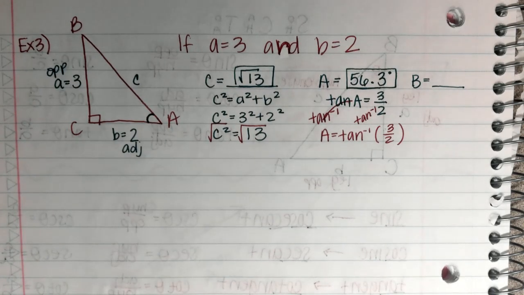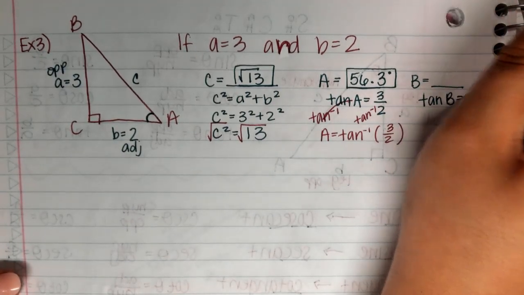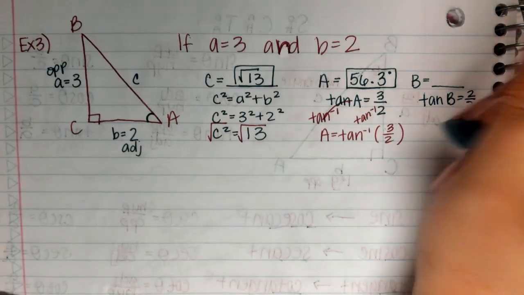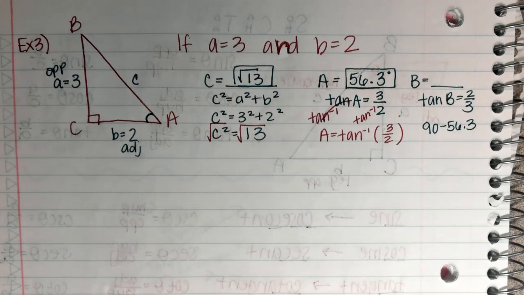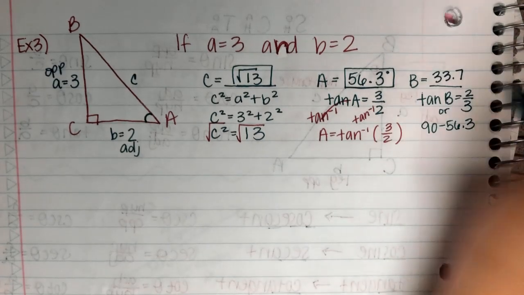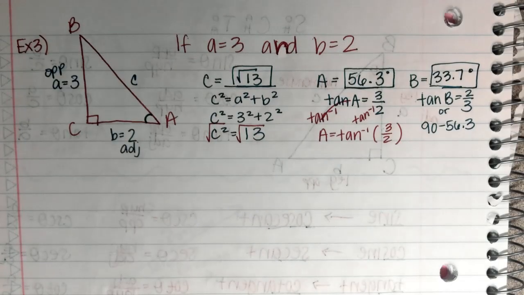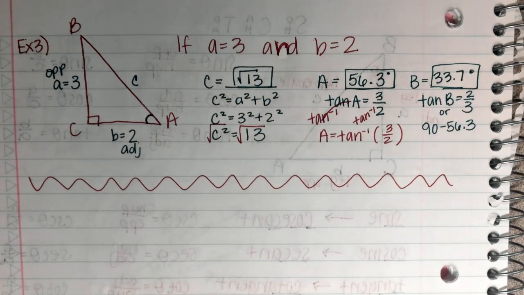Honestly, calculator either way. Whichever way you want to do that is fine with me. You can either do this tan of B like that, or you can subtract it from 90. Either way, what do we get? 33.7 is wrong. Degrees. Do I have any questions?